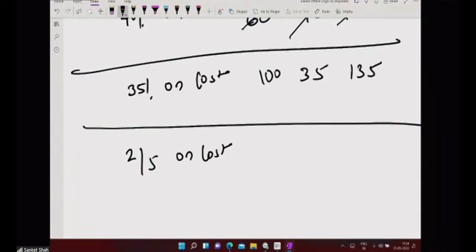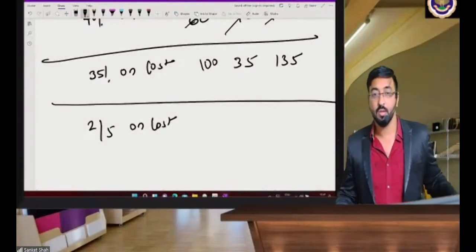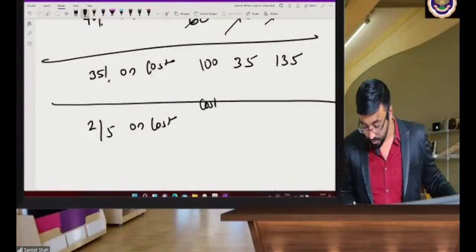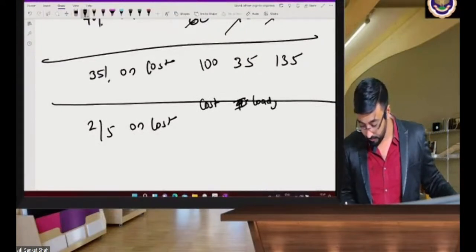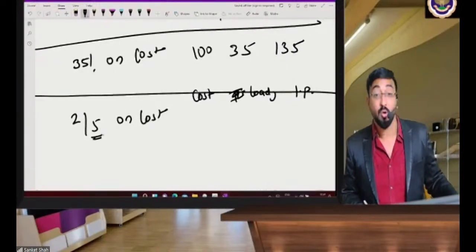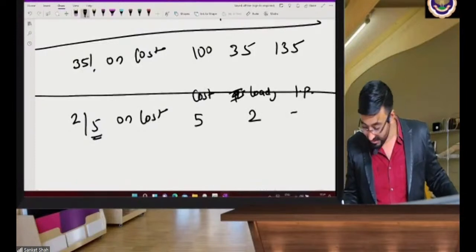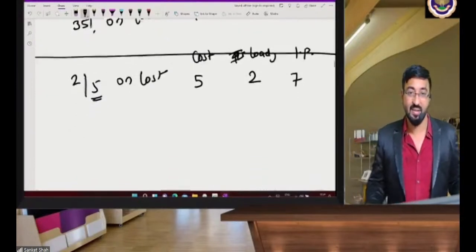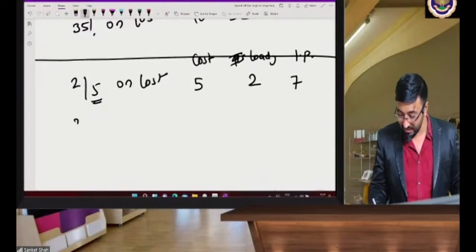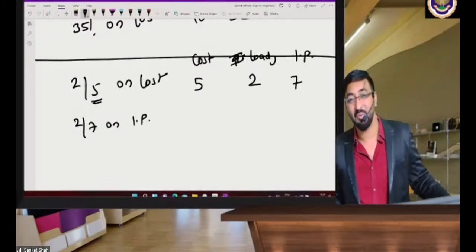Beta, 2 by 5 on cost. I was expecting from you 2 by 5 on cost. So it is cost, loading, and invoice price. 5 is cost, 2 is loading, and 7 is invoice price. So 2 by 5 on cost means 2 by 7 on invoice price.